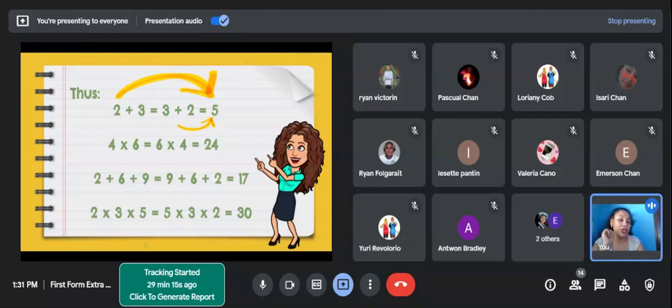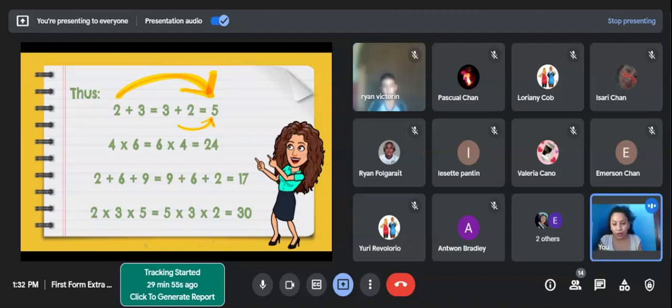So for example, 2 plus 3, I can switch them and have 3 plus 2. Doesn't that give you the same answer? Yes, miss. The same thing with multiplication: 4 times 6, I can switch them and have 6 times 4, and that gives me the same answer. I could do that for bigger questions, like 2 plus 6 plus 9. I can put them in whatever order, and when I add them, they give me the same answer. And the same thing with multiplication.